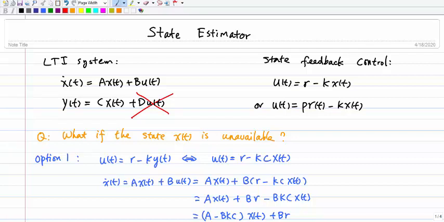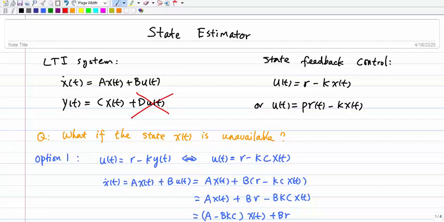This video is about a state estimator. In the previous video, I talked about how to design a feedback control based on the availability of the state for a given linear time invariant system. So one question that we might have is, what if the state is not available? Now let's first review briefly what is a state feedback control.